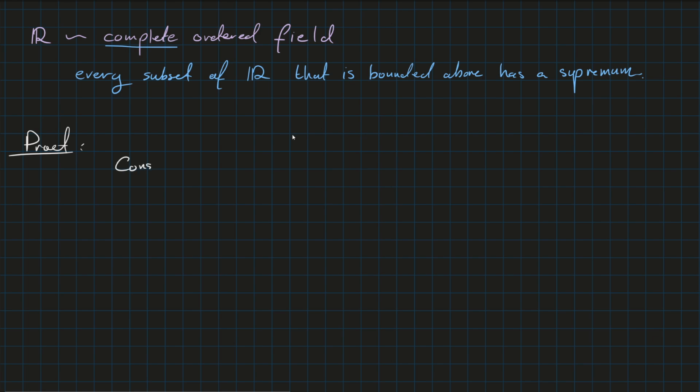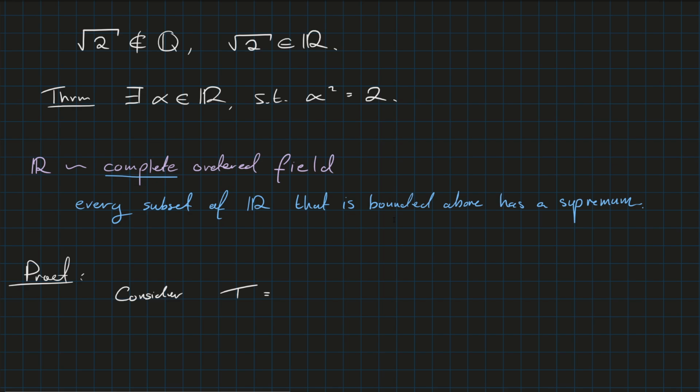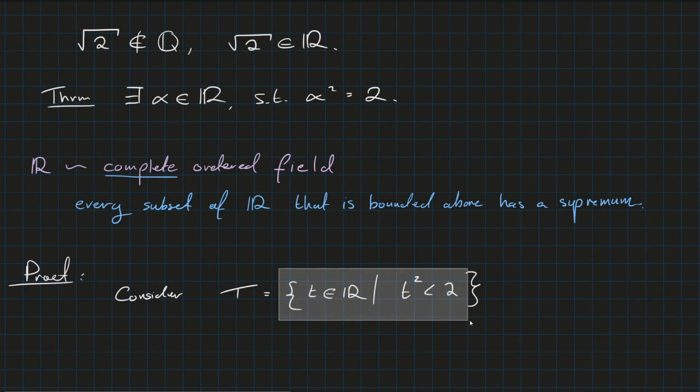Let's consider the set T, which is, let's think about this set. The set T, which is the set of t in the real numbers such that t squared is less than 2. If we imagine a similar set for the rational numbers here, then this set famously doesn't have a least upper bound, right? But this is a set of real numbers, so it has to have a least upper bound. Right, so we're thinking about all the numbers whose squares are less than 2.